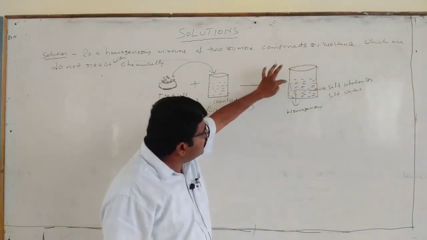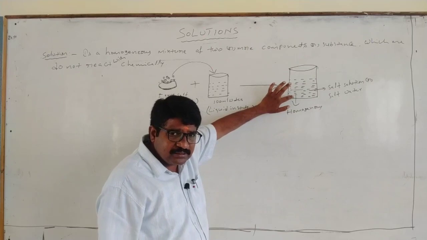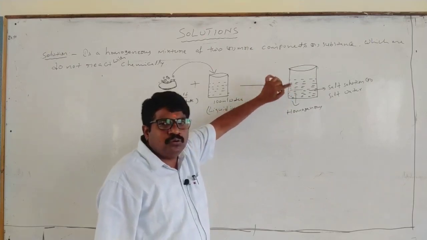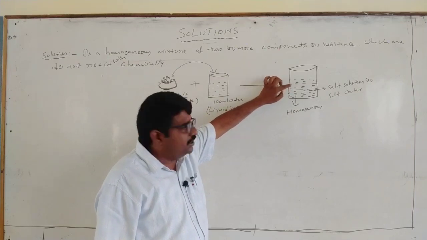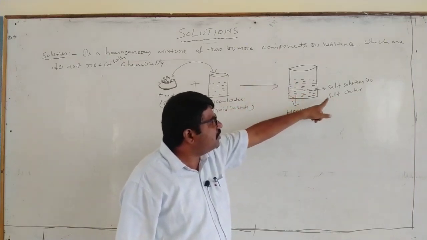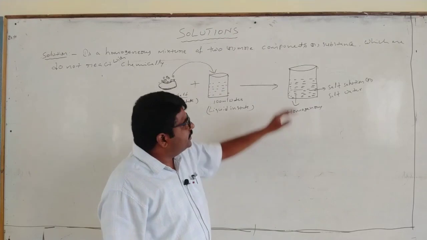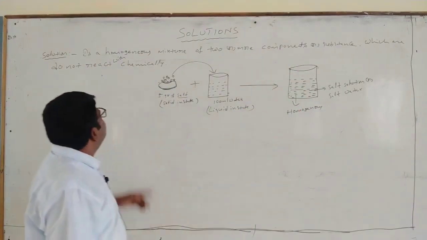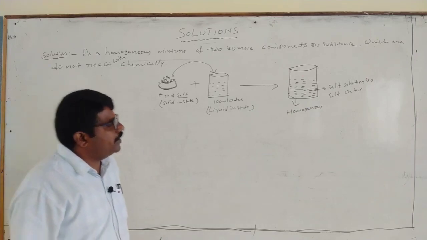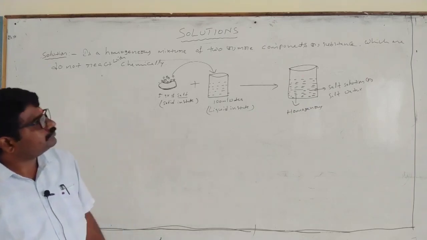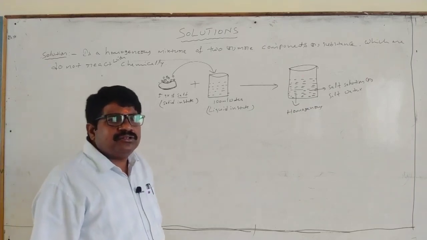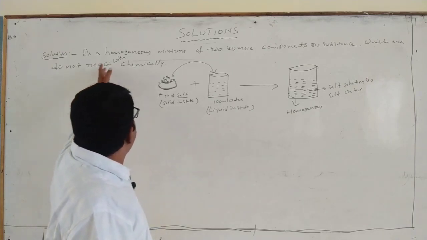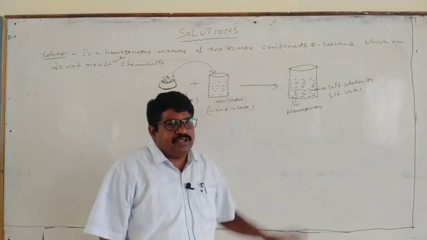Now, this is a homogeneous mixture of how many components? It has two components: one is salt, another one is water. This is called a solution. So a homogeneous mixture of two or more components or substances is called a solution, in which they do not react chemically.